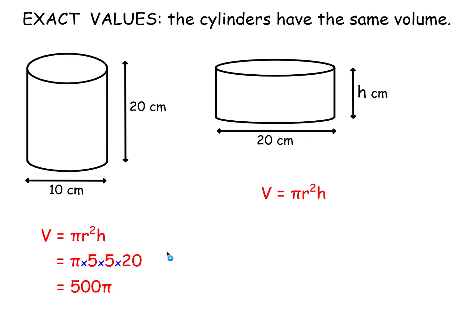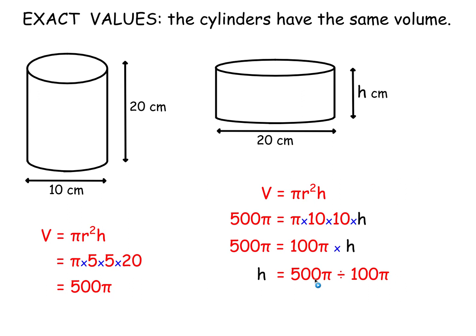So if you use the formula, put 500 pi for the volume, 10 for the radius, half that diameter, and h is the unknown. You now just tidy that up, and to get h, you divide the 500 pi by that 100 pi, and it comes out exactly 5. So no calculator needed there. We're using the exact value, so the answer works out exactly 5 in this case.